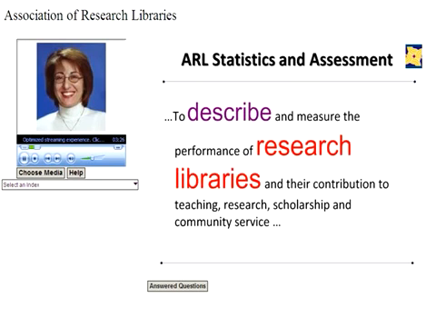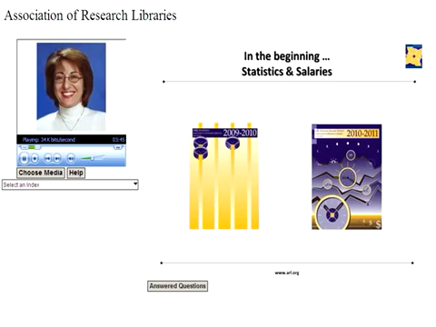So the ARL Statistics and Assessment Program aims at describing and measuring the performance of research libraries and their contribution to research, teaching, scholarship, and community service. And we have done that for some years now, even before I was born, through at least the ARL Statistics. The ARL Statistics started back in 1908. But in addition to the ARL Statistics, we also have another very well-established annual data collection, the ARL Annual Salary Survey. These are the 2 flagship data collection activities and publications that we offer to our member libraries.